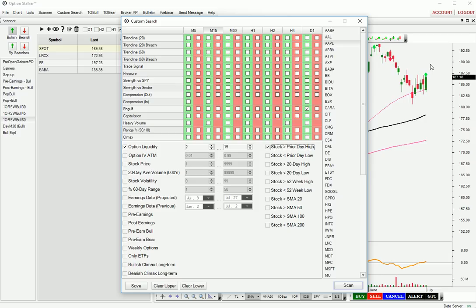For up opens, it's exactly the opposite. We're looking for stocks that had a bearish engulfing pattern the day before. They're trading below their prior day low, and the option liquidity is very good, and the stock is drifting lower against a strong market backdrop. Very high probability trades.